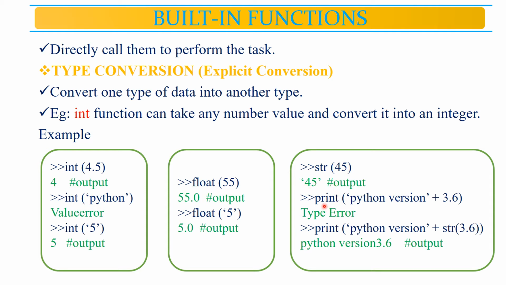Suppose I print 'Python version' plus 3.6. It shows an error because 3.6 is a floating point and the other is a string. To recover from this error, I print 'Python version' plus str of 3.6, converting the floating point into a string. So it displays Python version 3.6. This is an example for integer, float and string.